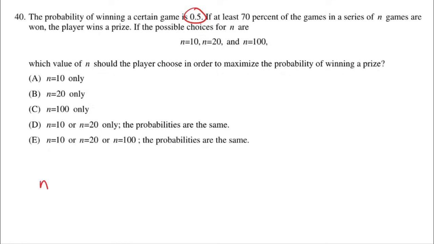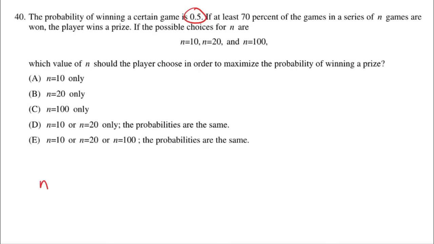So now the question says the possible choices for n, the number of times you're going to play the game, is 10, 20, or 100. Which value of n should the player choose in order to maximize the probability of winning a prize? Well, we want to win, right? And the only way to win is to get 70%.